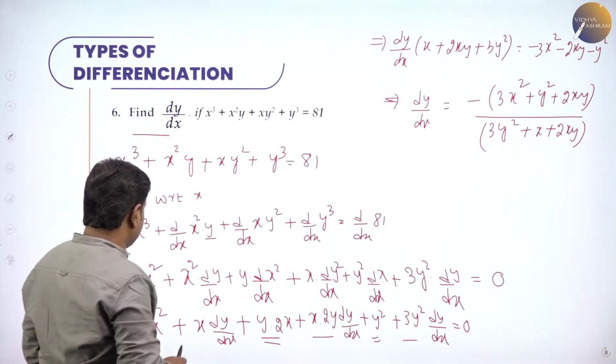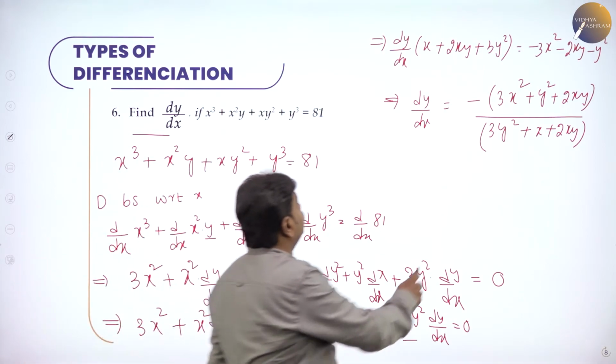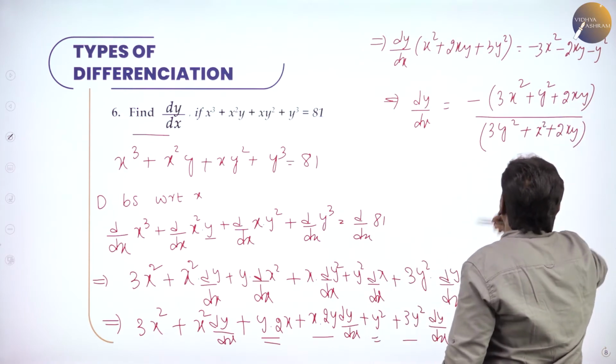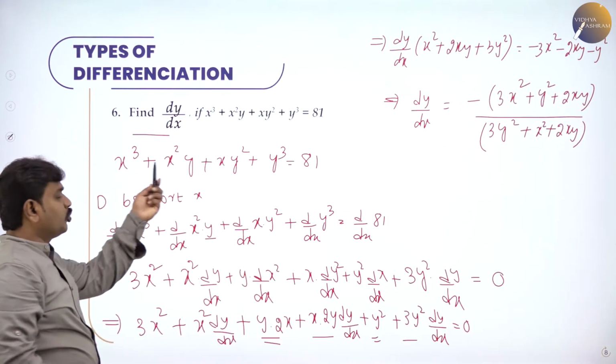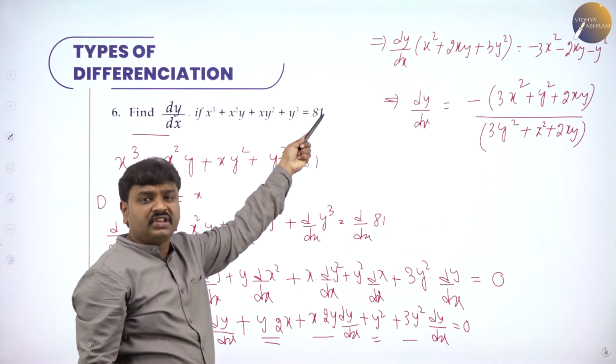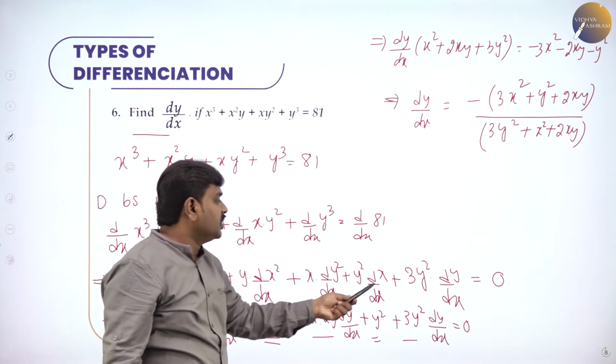So now, here x square into dy by dx, we are using product rule. I hope all of you understood this. So both the sides you differentiate. The right side is easy. 81 is a number. All numbers are what? Constants. So derivative of 81 becomes 0.